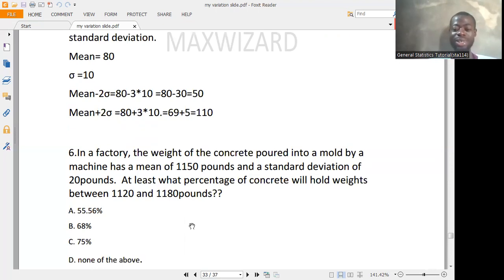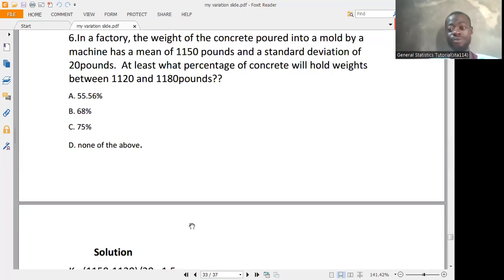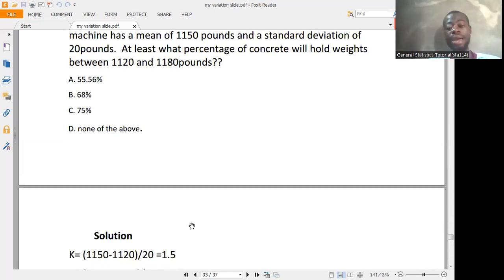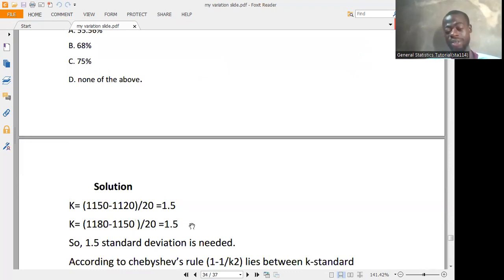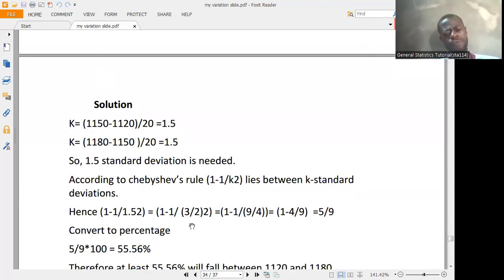What I'm trying to let you understand here is that it's not all the time you'll be given a value like 1, 2, 3. Sometimes you may be given a decimal value. So what you should do is subtract them, then divide by the standard deviation to get the number of standard deviations you need. So here, my value for k, the number of standard deviations I'm using, is 1.5. But do not forget how we formulate the empirical or Chebyshev rule: we do 1 minus 1 over k squared. Since I know the number of standard deviations is 1.5, I will substitute into the formula 1 minus 1 over k squared.